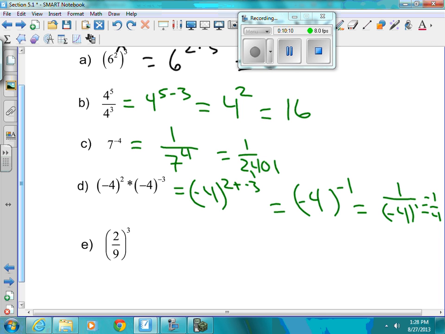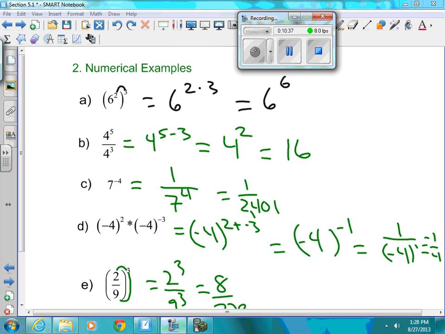Last one, we have a fraction with an exponent on the outside. We can distribute that power to the numerator and the denominator. 2 to the third over 9 to the third, which would be 8 over 729. You type that in your calculator. Okay, so hopefully it matches up with what you got. And we'll keep practicing on the next slide.